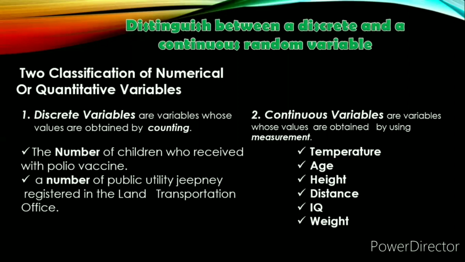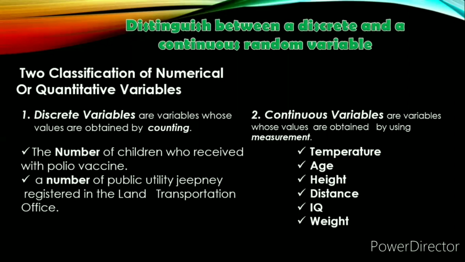Another best difference of these two classifications about discrete variables and the continuous variables. When we talk about discrete, this involves the number, whole number. But the continuous variables also involve the decimal.